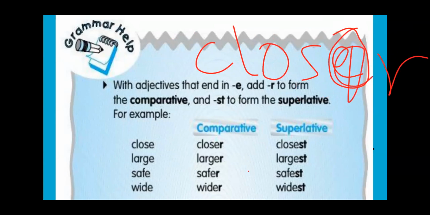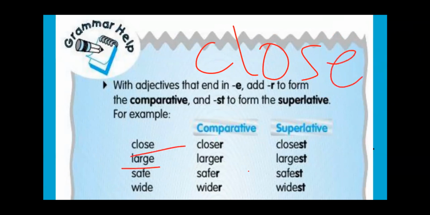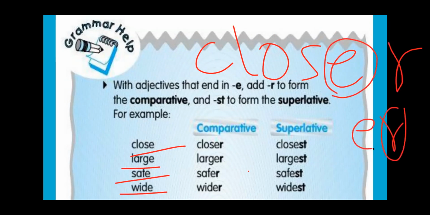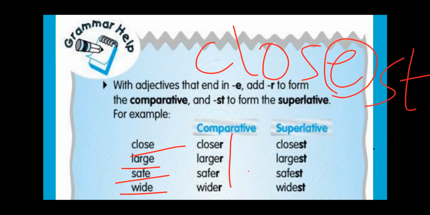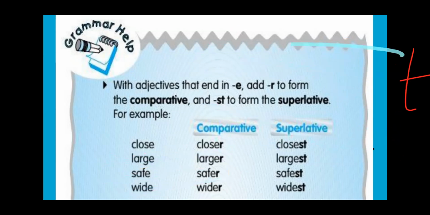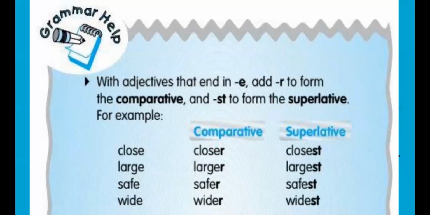So we will not add er and est separately here. One more E will not be added because already here close, large, safe, wide, these words are ending with an E. So we won't add extra er, we'll just add R, okay? We'll add just R for the comparative form and ST for the superlative form. Understood? Have you understood this point? When the words are ending with E, no extra E addition is done. We'll just add R for the comparative and ST for the superlative.